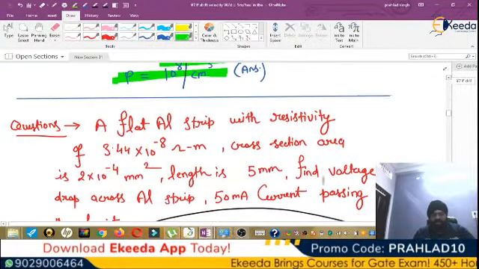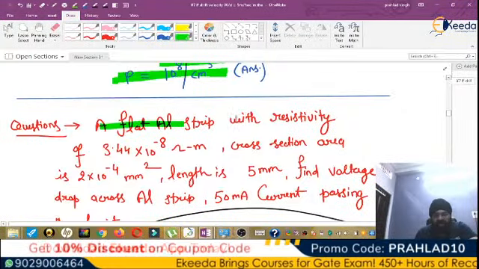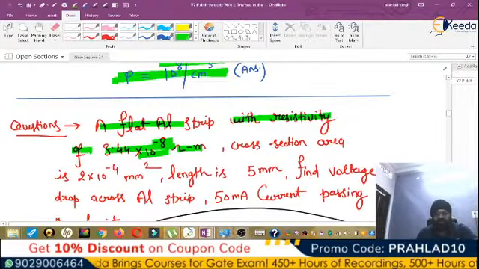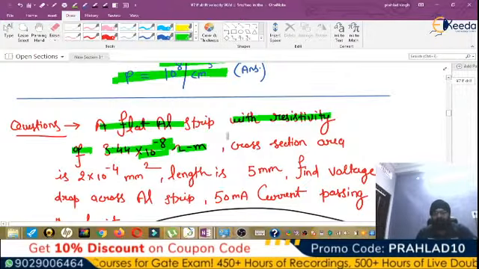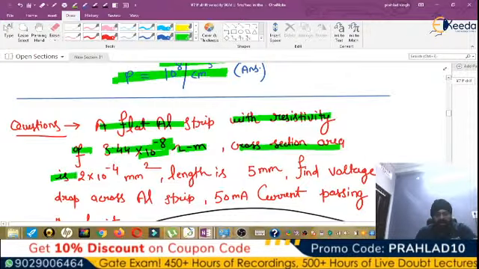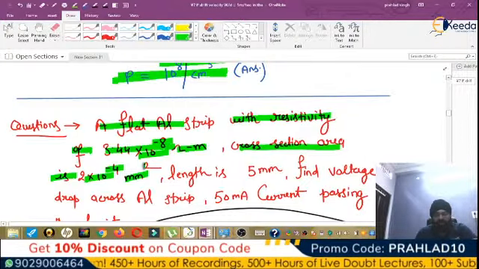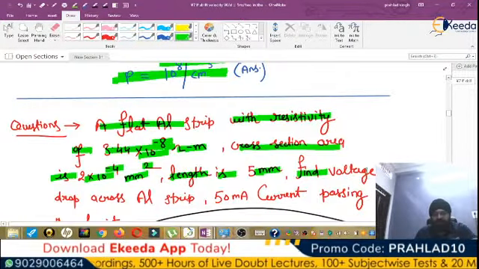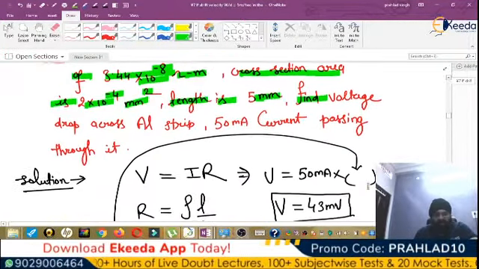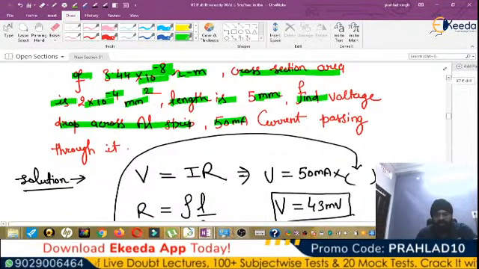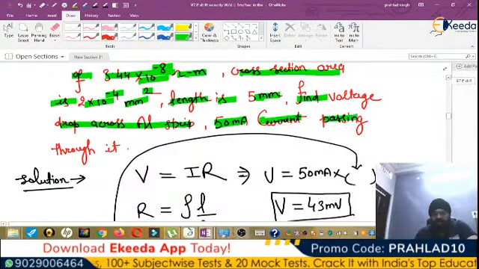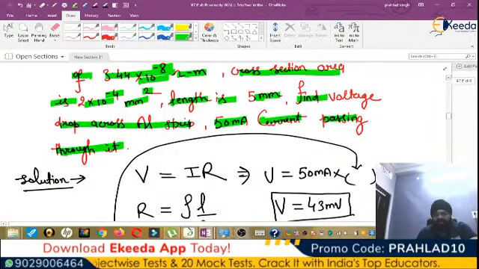So the next question is, an aluminum strip with resistivity of 3.44 into 10 to the power minus 8 ohm meter, cross section area of 2 into 10 to the power minus 4 millimeter square, and length of 5 millimeter. Then find the voltage drop across the aluminum strip if 50 milliampere current is passing through it.